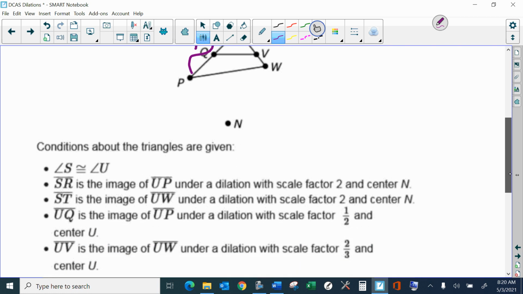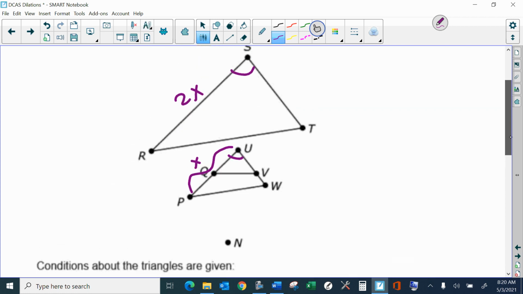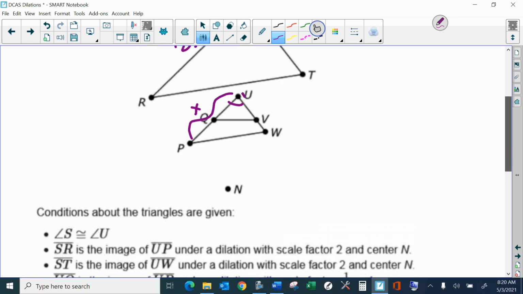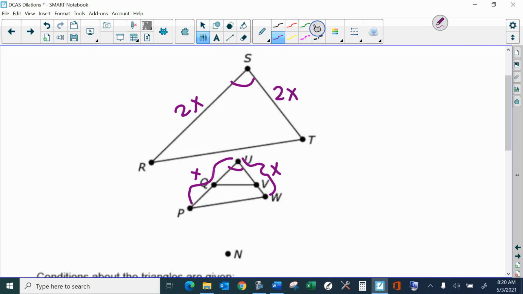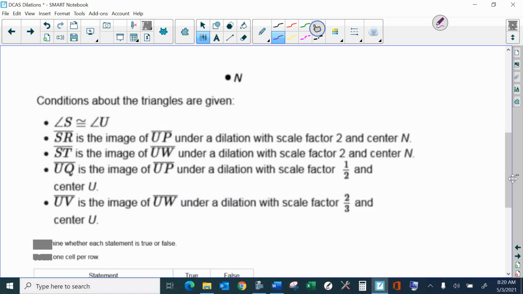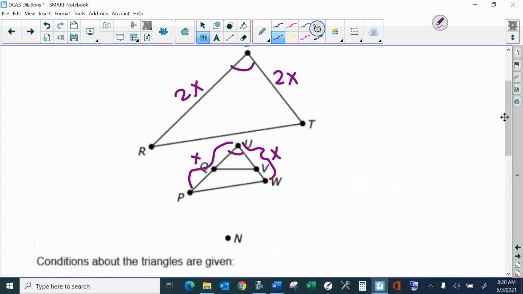Okay. ST is the image of UW. So again, that's X. That's 2X under scale factor 2. So that tells you those are similar. How do we know that? We have SAS similarity. SAS similarity right there.